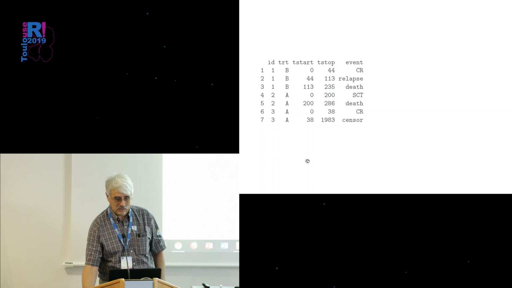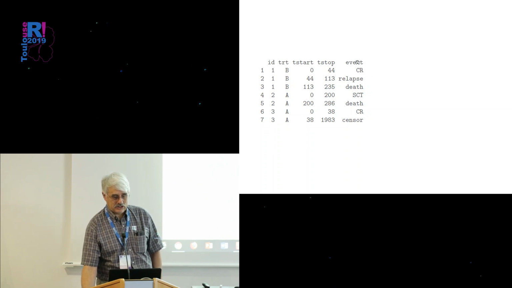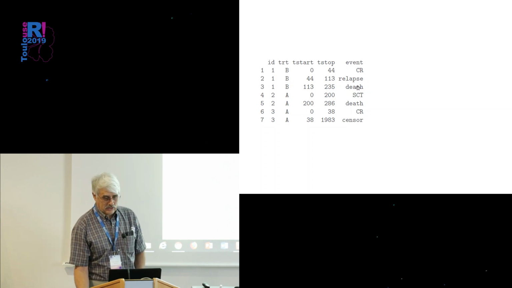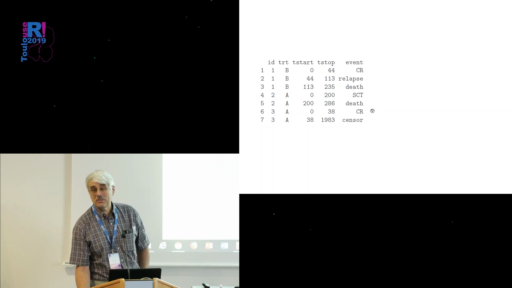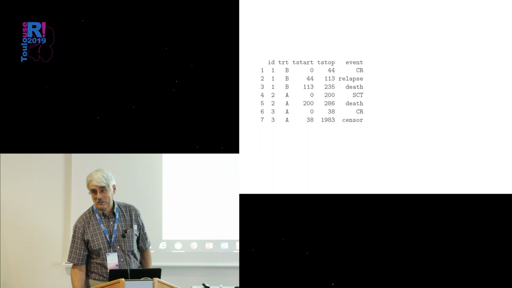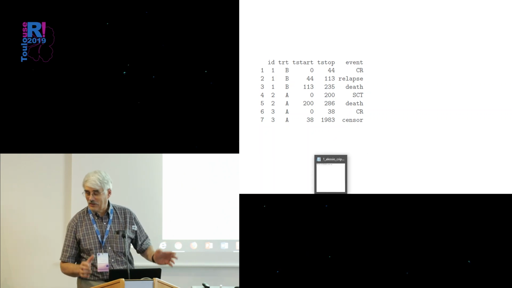So person number 1 got a CR on day 44, complete response. They relapsed on day 113. They died on day 235. So I've just got these intervals. The second person had a stem cell transplant on day 200, died on day 286, didn't have anything in between. This person got a complete response on day 38, and at day 1893 they are still in complete response, and they haven't transplanted them yet. Nothing bad has happened, so people are kind of all over.